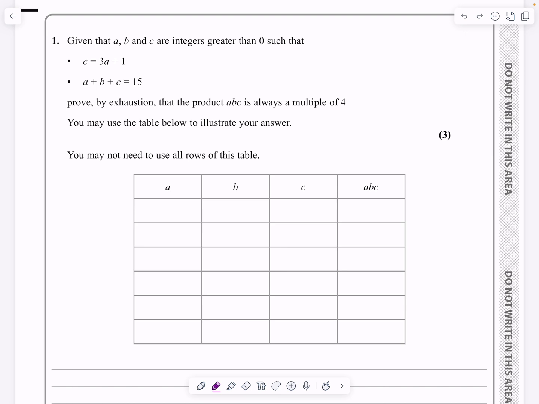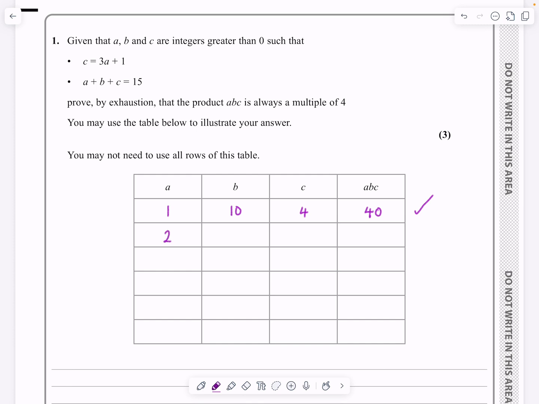What I'm going to do is set A equal to 1, for example, then automatically B and C will be defined. With this one, if A is equal to 1, C is going to be 3A plus 1, 3 plus 1, so C is going to be 4. And then B will be 15 minus 1 minus 4, so B is going to be 10 there. And if that's true, A times B times C works out to be equal to 40. So that one's a multiple of 4. Good. I just keep going with setting A equal to the various values.